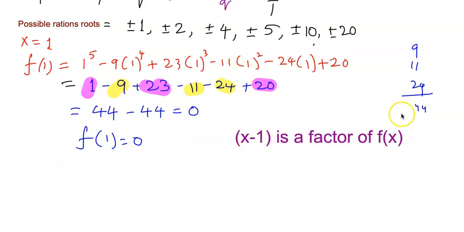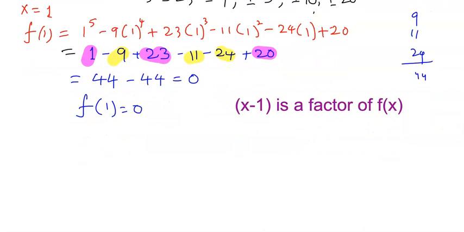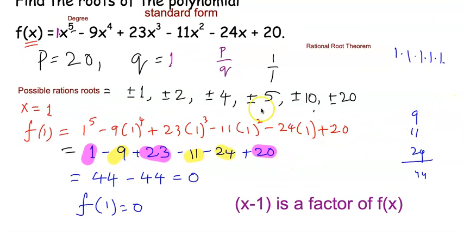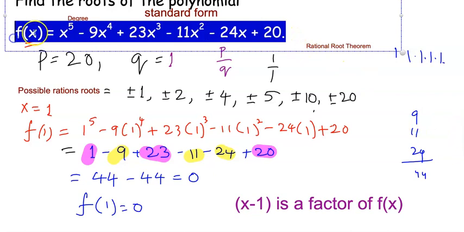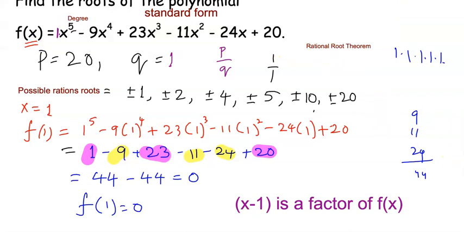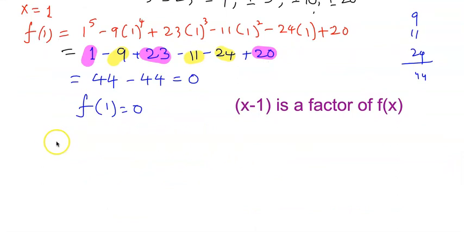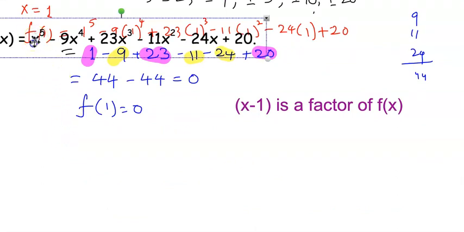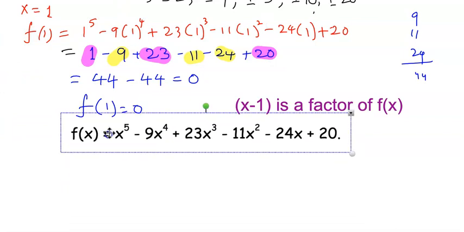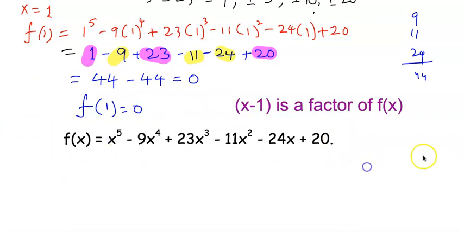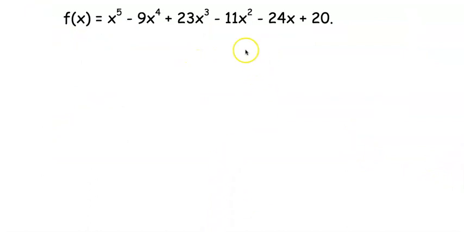Now, where do you go from here? Because this x minus 1 is a factor, I'll go ahead and divide this function f of x by x minus 1. And how do you do that? Let me get that function down here. Okay, so already I know that it is a factor, and let me use our synthetic division and reduce this degree from 5 to 4. Okay, now how do you do the synthetic division?